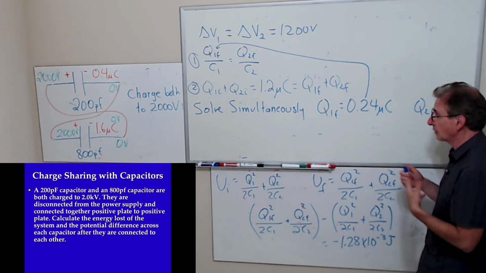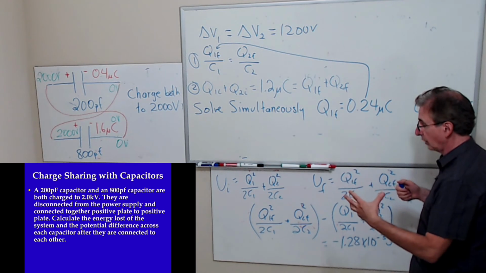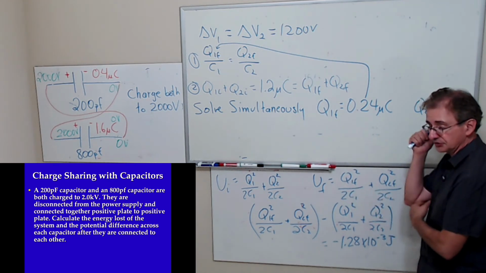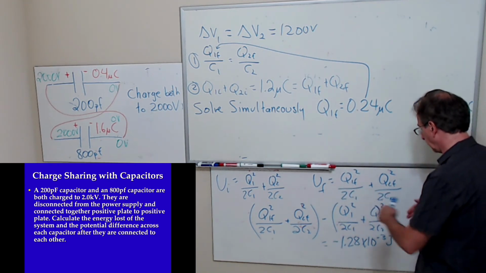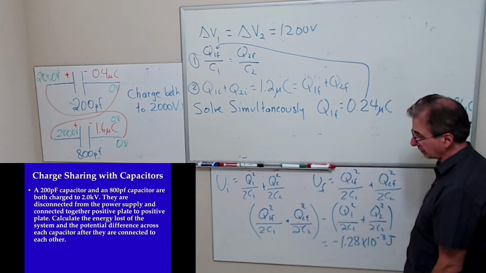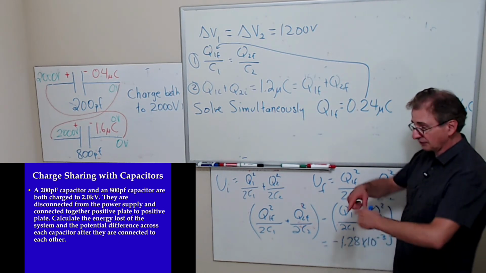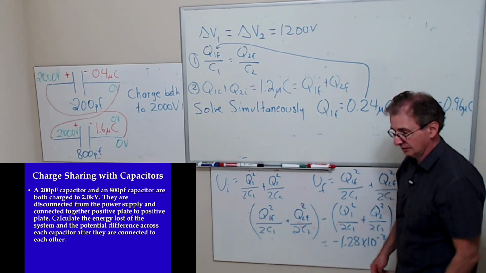Yeah, and you can also write this expression in terms of Q total squared over the total capacitance too. Right, I did it kind of the longhand way. There's other ways to do this. The energy is lost because charge is flowing through the wires.